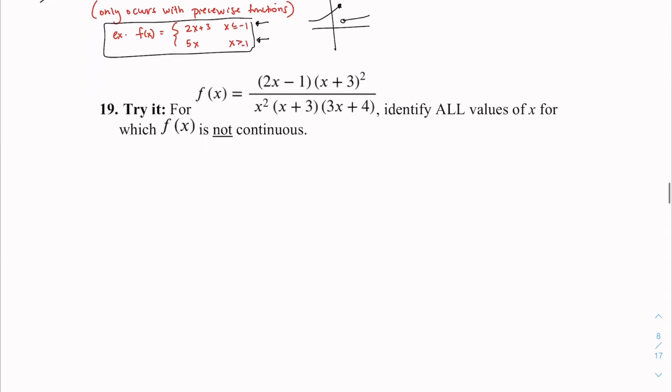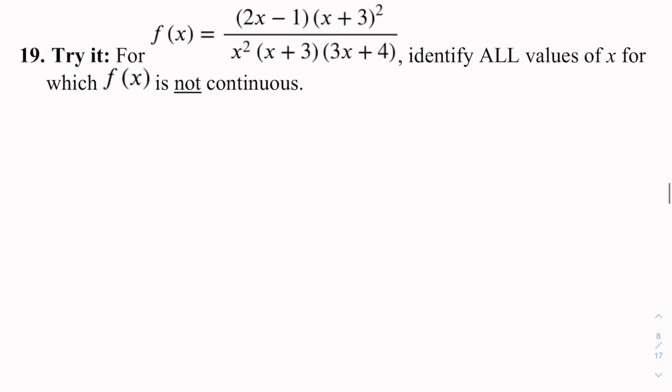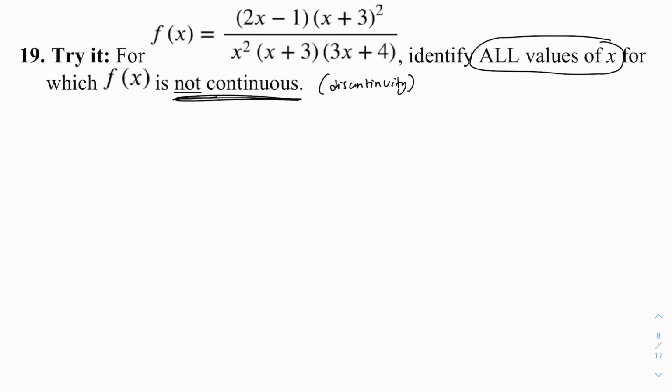Let's try number 19. This time, you're going to try it yourself. So pause the video, identify all the values of x where the function is not continuous, aka identify the points of discontinuity. Go ahead, give it a shot.